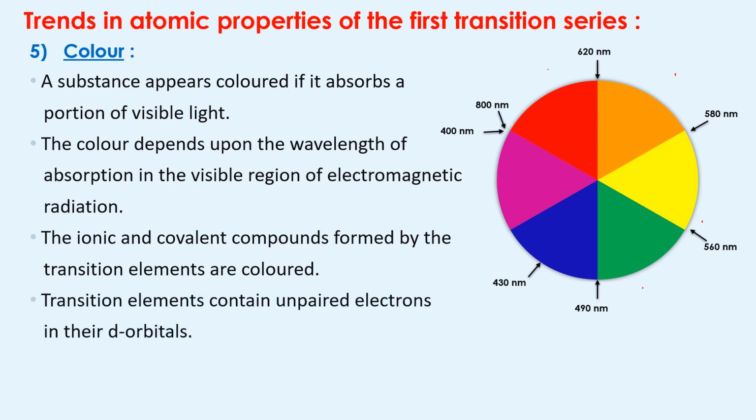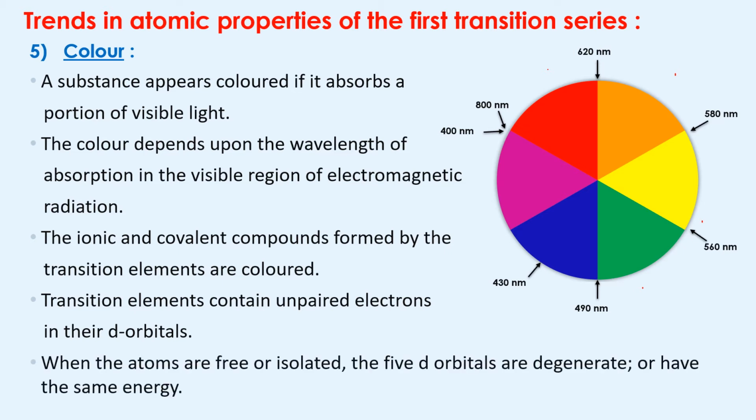Next, the transition elements contain unpaired electrons in their d orbitals. As you know, in the transition series the unpaired electrons are present in the d subshell. When the atom is free or isolated, the 5 d orbitals are degenerate, or have the same energy. Your transition elements form ionic and covalent compounds, so they are colored in nature. Why are they colored? Because they contain unpaired electrons in their d orbitals.